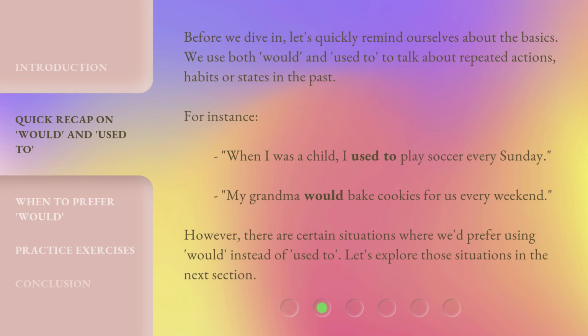Before we dive in, let's quickly remind ourselves about the basics. We use both would and used to talk about repeated actions, habits, or states in the past. For instance, when I was a child, I used to play soccer every Sunday. My grandma would bake cookies for us every weekend. However, there are certain situations where we'd prefer using would instead of used to. Let's explore those situations in the next section.